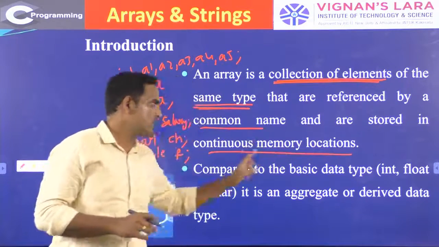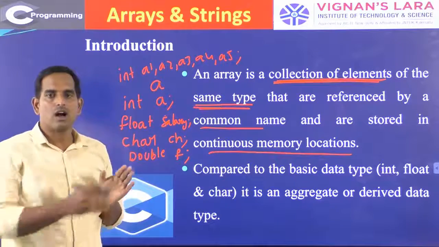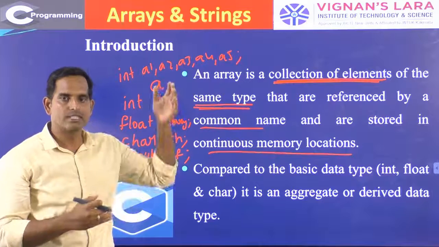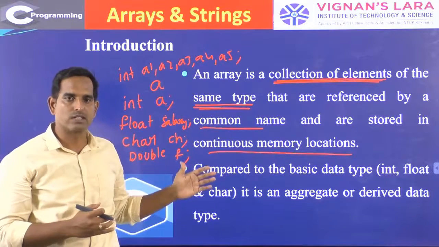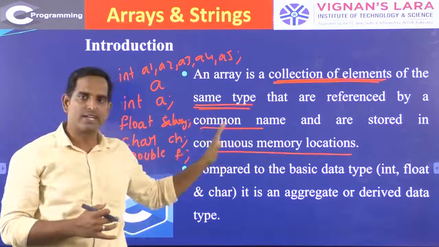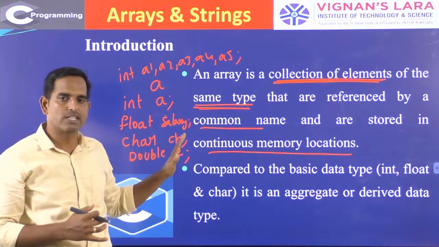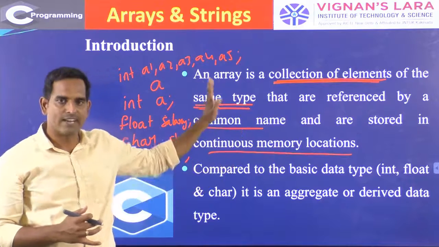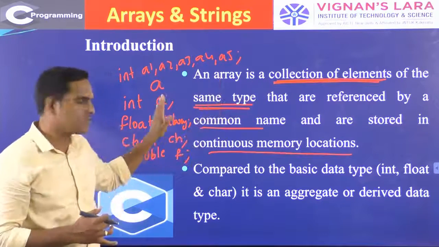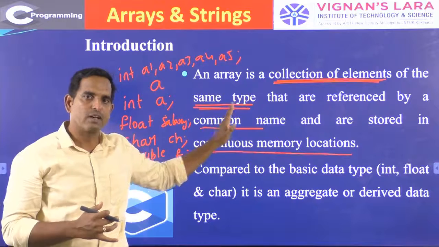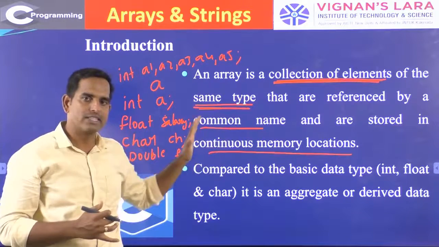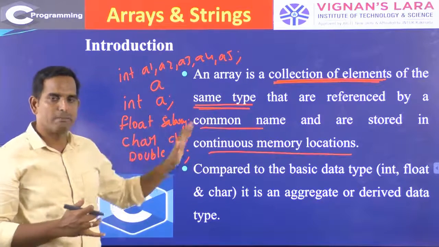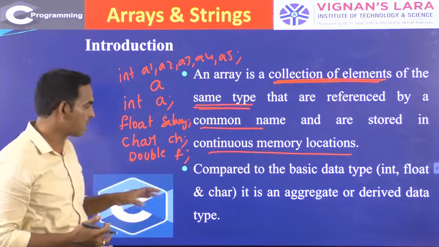Then they are stored in continuous memory locations. All the 100 elements in your memory will be present side by side, one after the other. I will show how these elements will be present in your memory, but first have a grasp of the complete definition of an array. An array is a collection of elements of the same data type, which are referred to under a single name, and which are stored in continuous memory locations. This complete part you are going to implement in your C language.